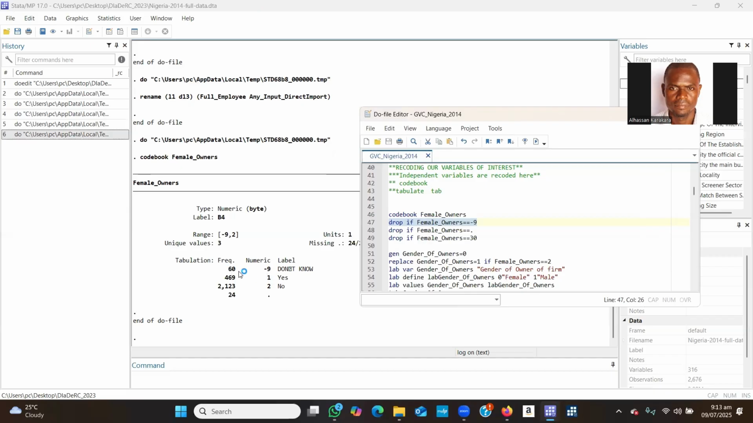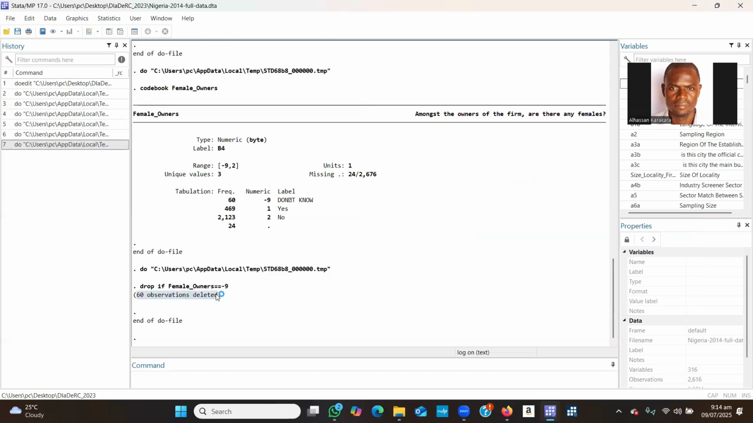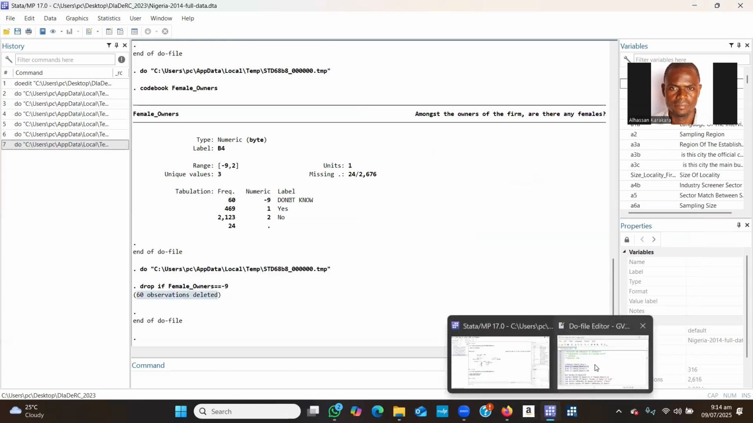So drop if the variable that we have, female owners, is equal to -9. If you execute this, Stata will drop those firms, which is 60. After executing, you see that 60 observations deleted. So Stata has dropped those firms that said they don't know.